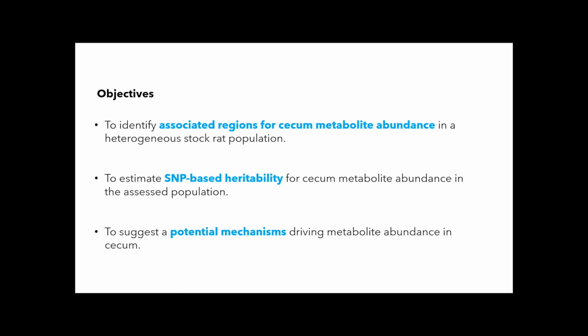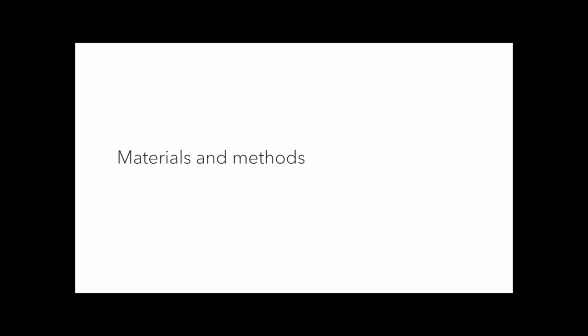The objectives of this specific project were threefold. First, to identify the associated regions for cecum metabolome abundance in a heterogeneous stock rat population, to estimate SNP-based heritability for those specific phenotypes, and to suggest potential mechanisms driving metabolite abundance in cecum.